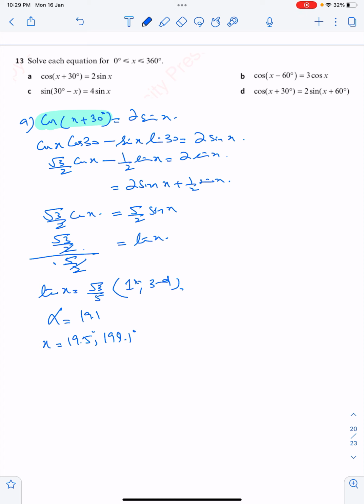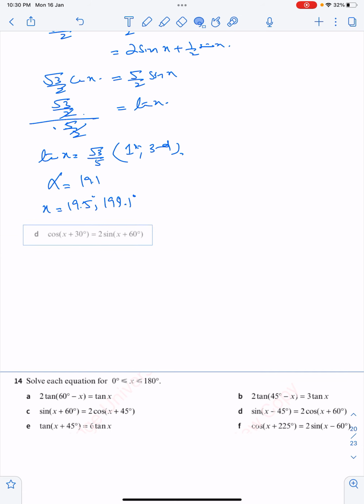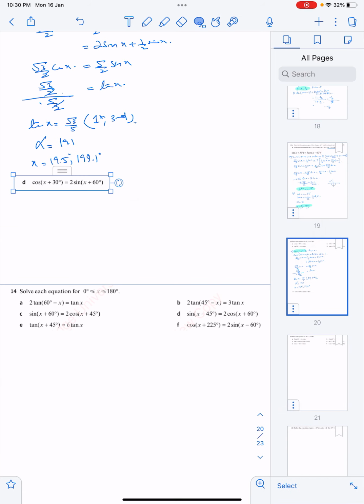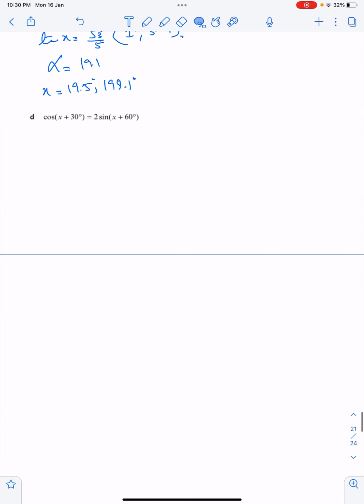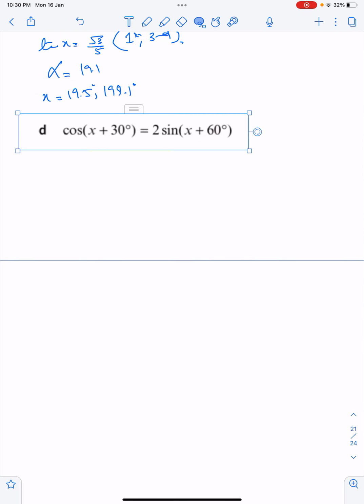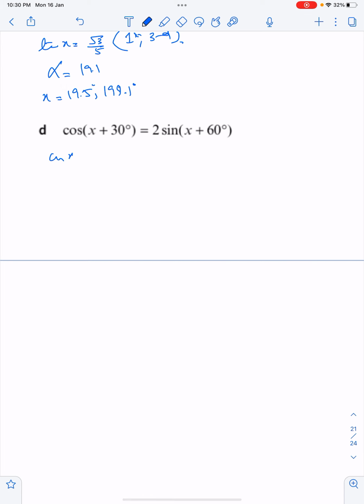Okay, the last part. Let me do this one because I have done one with cos, I am doing one with sine now, the D part. This can be written as cos of x cos of 30 equals 2, and if I expand this, I will get sine of x cos of 60 plus cos of x sine of 60.